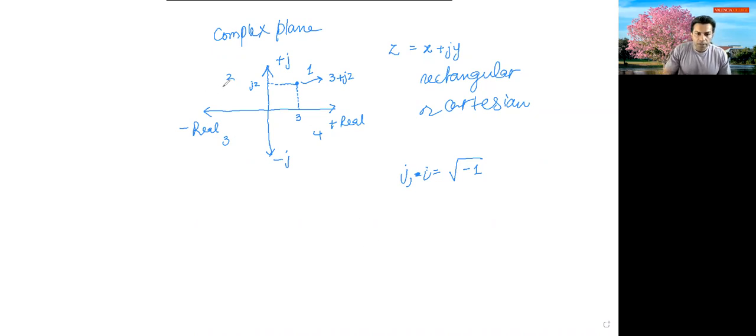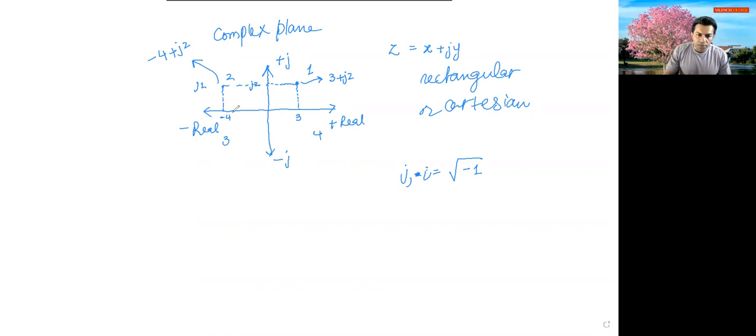Likewise, if you have a point in the second quadrant, as you can see, the value of the real part will be negative. So let's say I have -4. But the value of the imaginary part will still be positive. And I can keep the same value, let's say j2. So this point is going to be -4 plus j2.